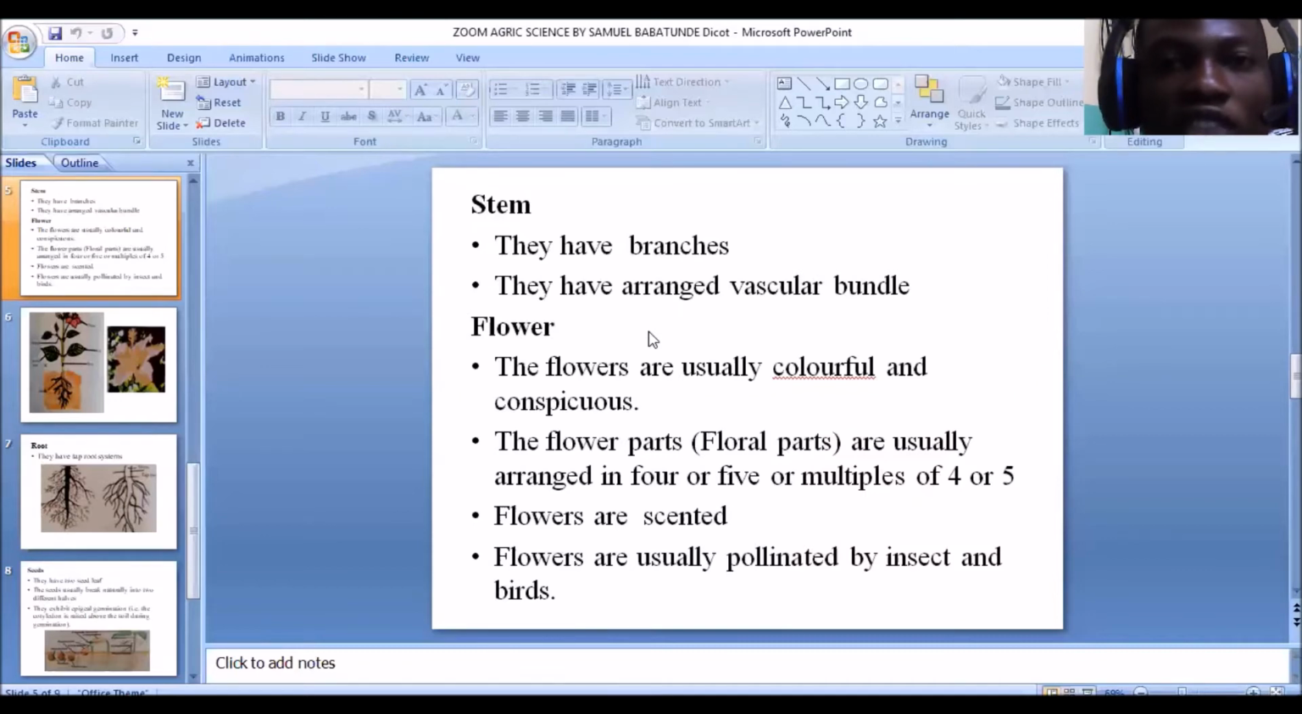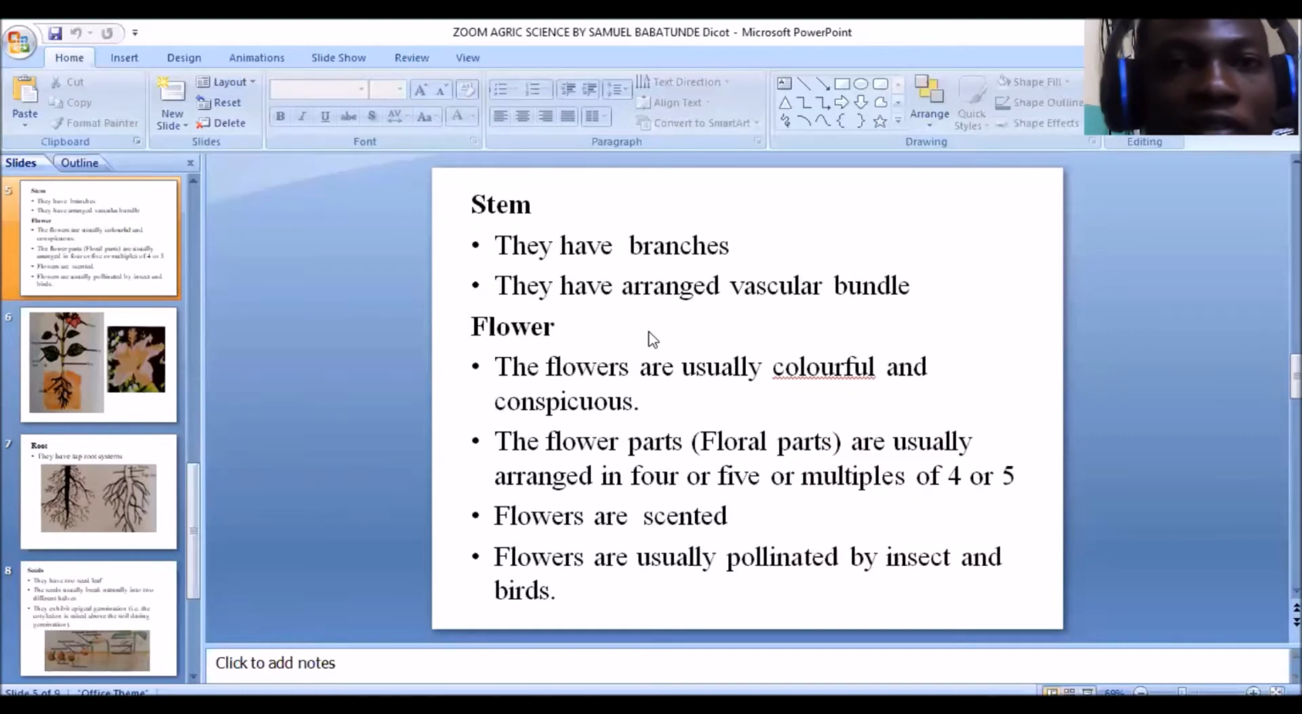Remember, I said pollination simply refers to the transfer of pollen grains from the anther of a flower to the stigma. This is pollination, and we have various agents of pollination, that is, various things that bring about pollination. We have the wind, we have insects, we have birds, the animal factors. All these bring about pollination.